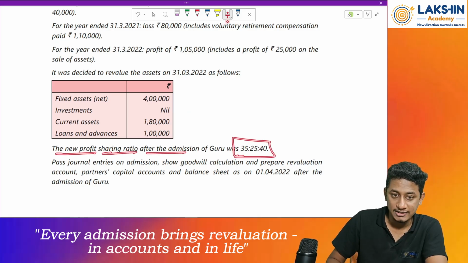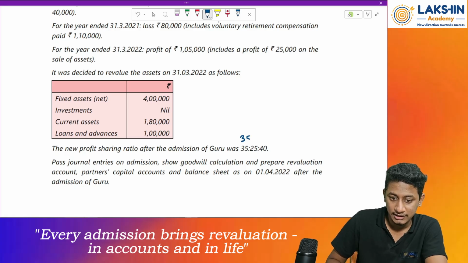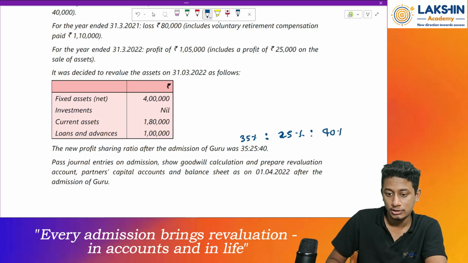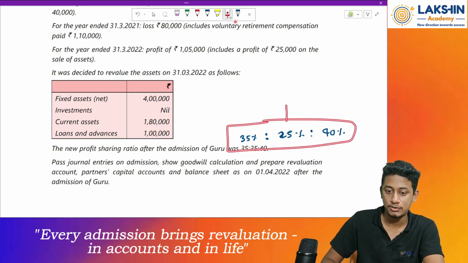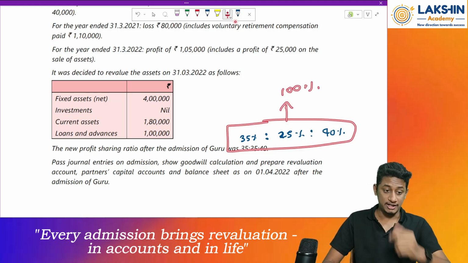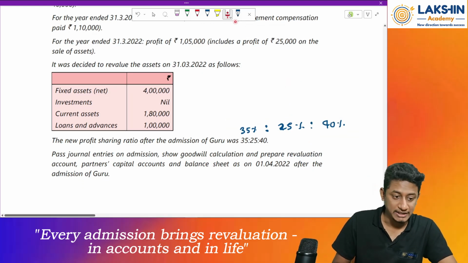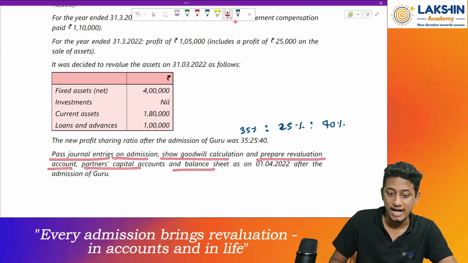So I can write it as 35% is to, 25% is to, 40%. If you see, all this adds up to what? 100%. If you want to check, you can just check. Then what are they expecting from us? Pass the journal entries on admission, show the goodwill calculation, prepare revaluation account, partners capital account, and the balance sheet as on 1/4/2022 after the admission of Guru.